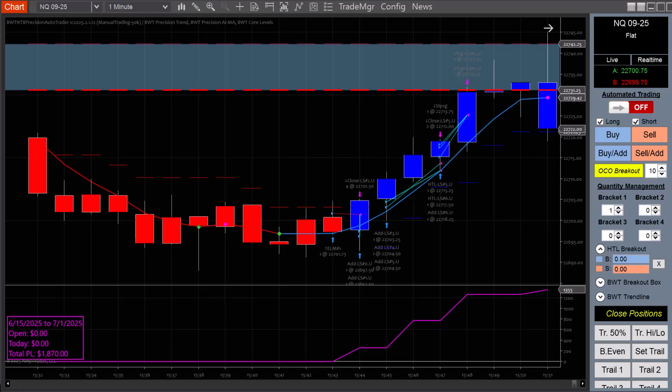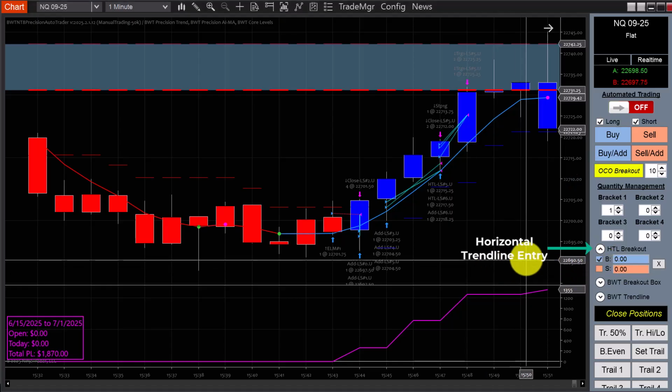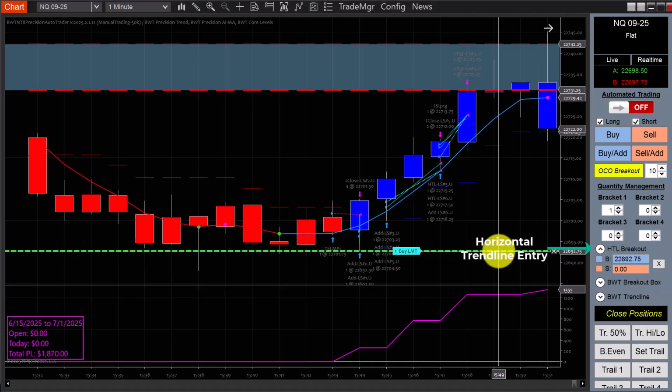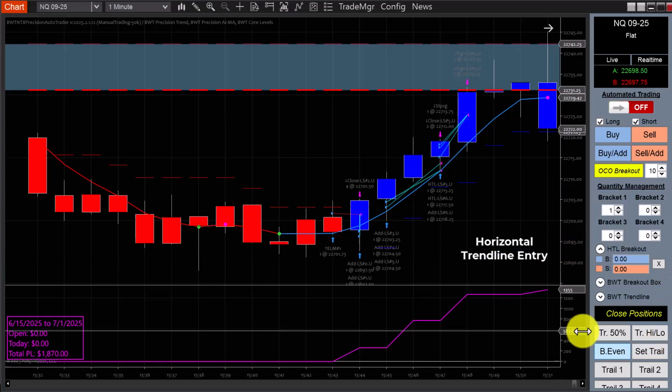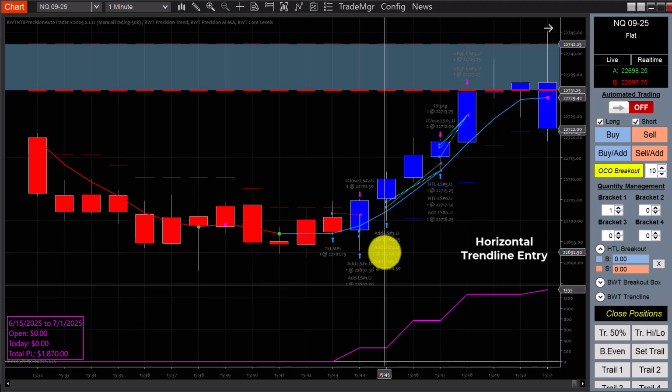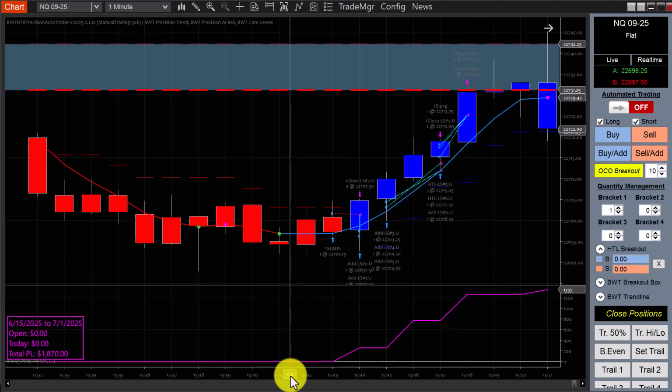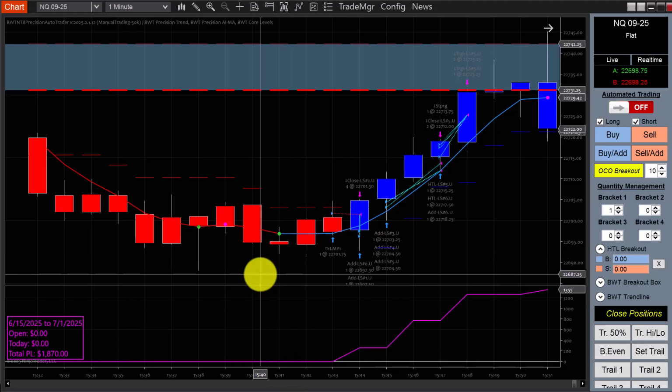I use the BWT Autotrader in hybrid mode, which is basically I have a template here that sets your targets, but I may have used the buy add button to add contracts. I may have used the horizontal trend line, which is this right here, and the trail stop button. So all those features make the Autotrader a really awesome tool, and I rely on it heavily. I wouldn't trade without it.